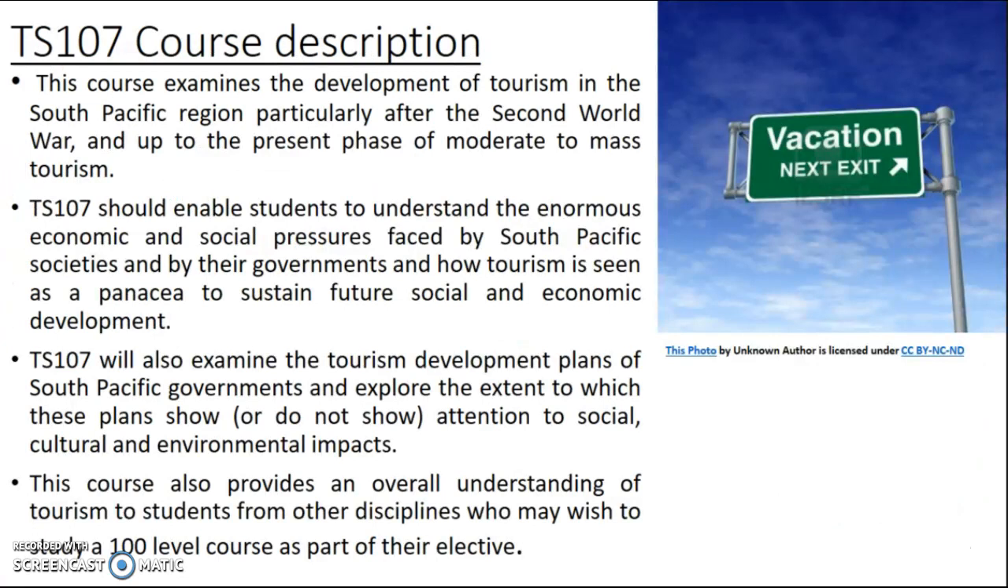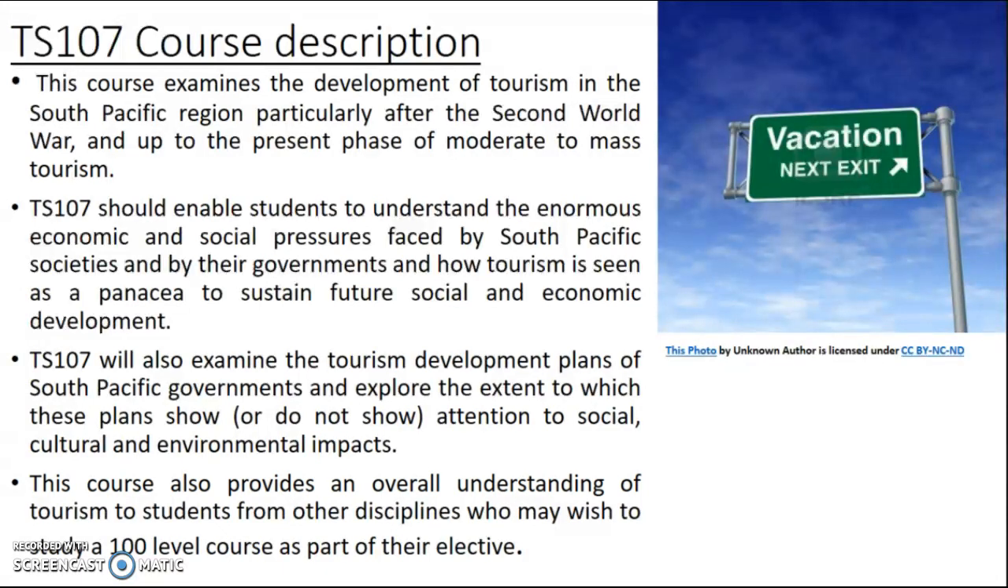This course examines the development of tourism in the South Pacific region, particularly after the Second World War and up to the present phase of moderate to mass tourism. TS107 enables students to understand the enormous economic and social pressures faced by South Pacific countries and by their governments and their communities, and how tourism is seen as a solution to sustain future social and economic development.